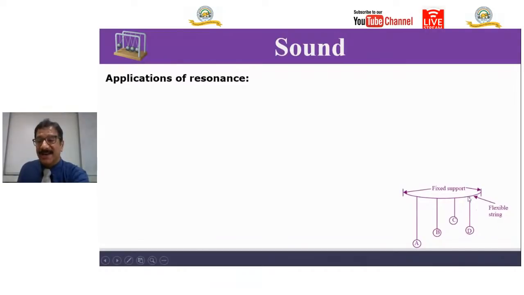Why? Because the natural frequency of B, even though D is vibrating with its natural frequency, it becomes forced vibrations for B. So B will start vibrating gradually with the maximum amplitude. And you will observe that alternately B and D vibrate with maximum amplitude.